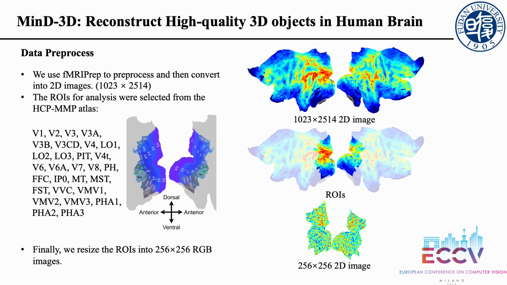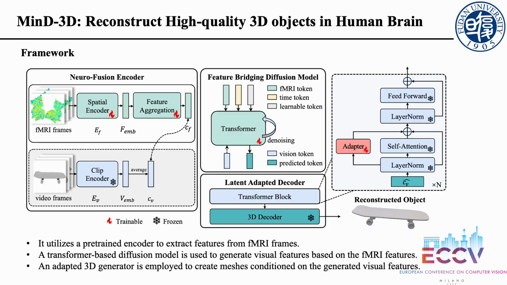Subsequently, we employed HCP-MMP to select ROIs in the brain for the training of our model. In this paper, we decode the 3D objects only from the vision region instead of the whole brain. Following this, we resized the ROIs into 256 times 256 RGB images. Additionally, we also introduced a 6-second delay when aligning the fMRI signals with their corresponding 3D objects.